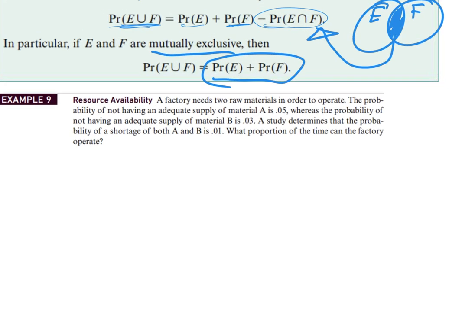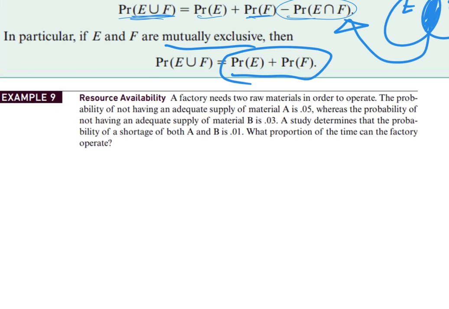All right, example 9. A factory needs 2 raw materials in order to operate. The probability of not having an adequate supply of material A is 0.05, whereas the probability of not having an adequate supply of material B is 0.03. A study determines the probability of a shortage of both A and B is 0.01. What proportion of the time can the factory operate?